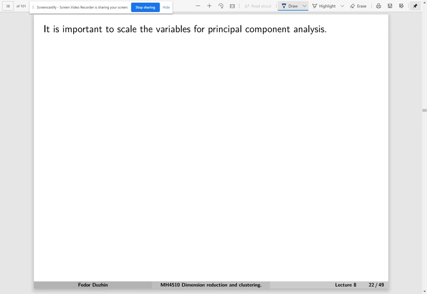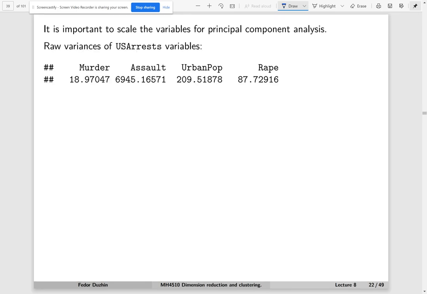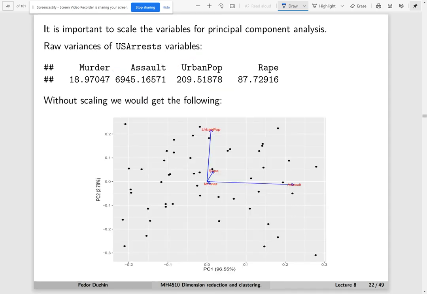Well, it is important to scale the variables for principal component analysis. So here is an example of what's going to happen if we do not scale, right? The raw variances of our variables are like this, and notice that assault has a much larger variance than all the other variables, and urban pop has the second largest variance. And then if we do principal component analysis without scaling, this is what we're going to get. Notice that assault essentially is the same as the first principal component, right?